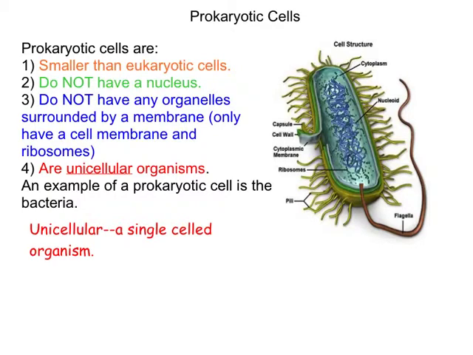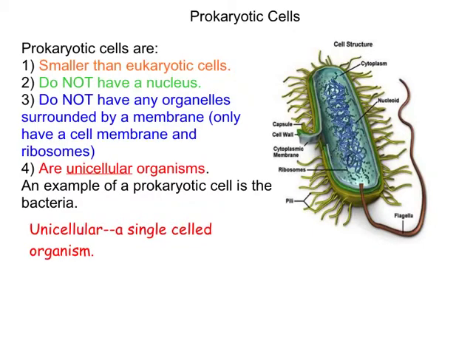Prokaryotic cells. Prokaryotic cells are, one, smaller than eukaryotic cells. They do not have a nucleus. That's one of the defining features. We talked about cells already in this course, and you know that cells have a nucleus. Well, these bacterial cells, these prokaryotic cells, don't have a nucleus at all.